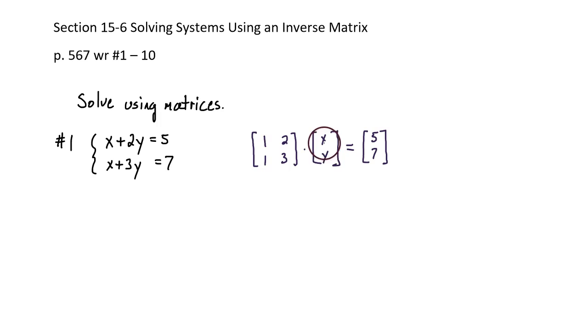Now to get the matrix with x and y alone, we need to remove this coefficients matrix, which involves multiplying by its inverse. So we'll go over here on the left margin and find its inverse. It's 1 over the determinant. This is 3 minus 2, which makes 1. Switch the 3 and the 1, and change the sign on that number and on that number.